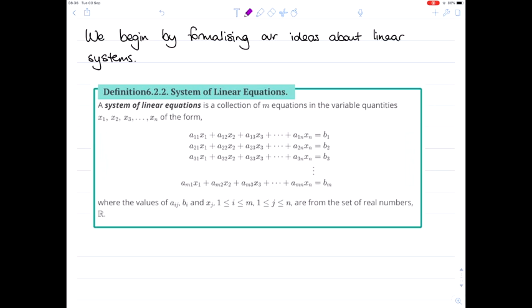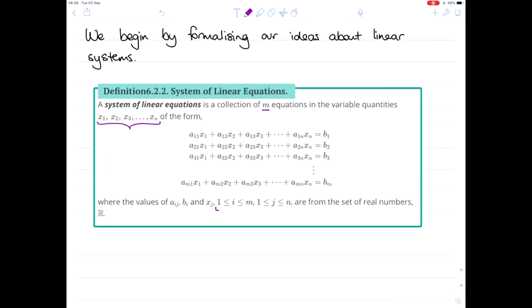As we've always done in this course, we begin by mathematizing our ideas about linear systems. Remember when we talked about logic, we introduced a lot of new notation. There's not going to be much new notation here; it's more going to be the concepts. Firstly, we're going to define a system of linear equations. This is a collection of a certain number of equations, m, where m really just has to be bigger than 1, and a certain number of variables, n variables.